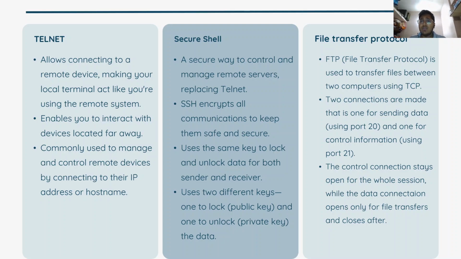FTP is basically used to transfer files between two computers using TCP, Transmission Control Protocol. Two connections are made, one for sending data using port 20 and one for control information, which is using port 21. The control connection stays open for the whole session, while the data connections open only for file transfers and close after.